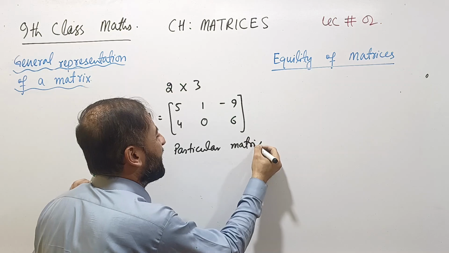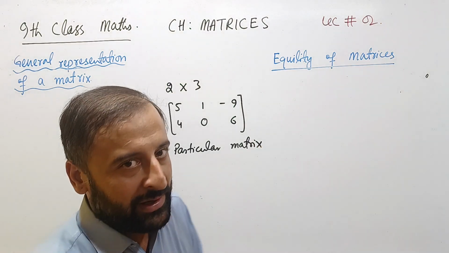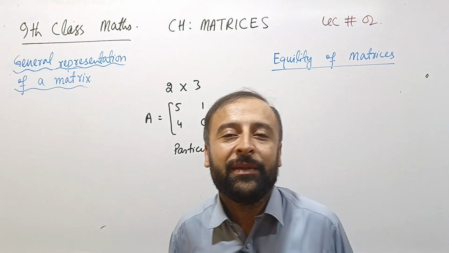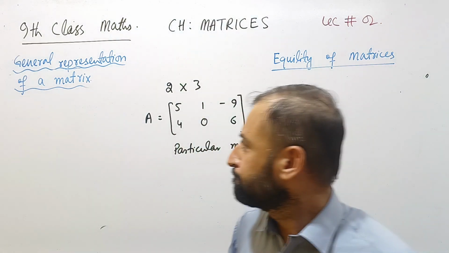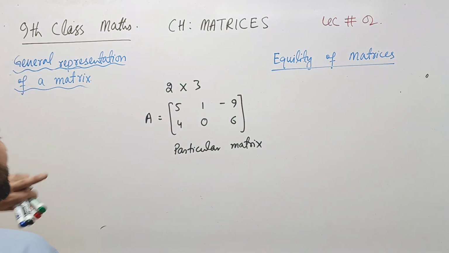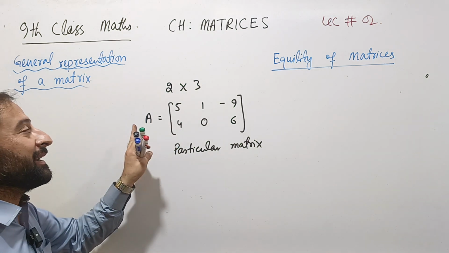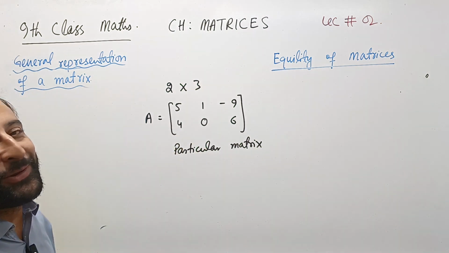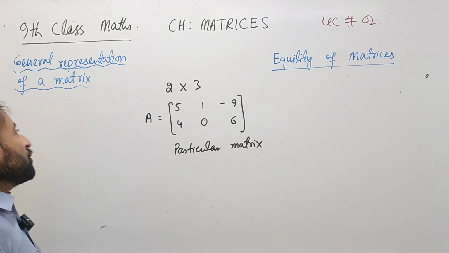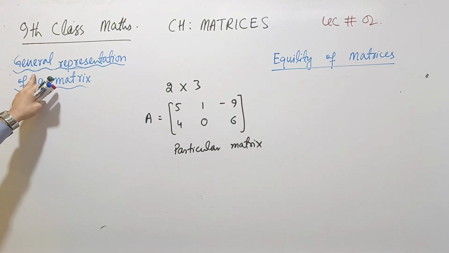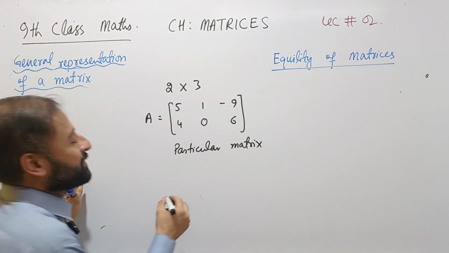Like we say in English, common noun and proper noun: country could mean any country, but when I say UK, it means United Kingdom. So it is not a general matrix. It is a particular matrix, having particular values, particular entries. So in order to write a matrix generally, you will have to use this notation.